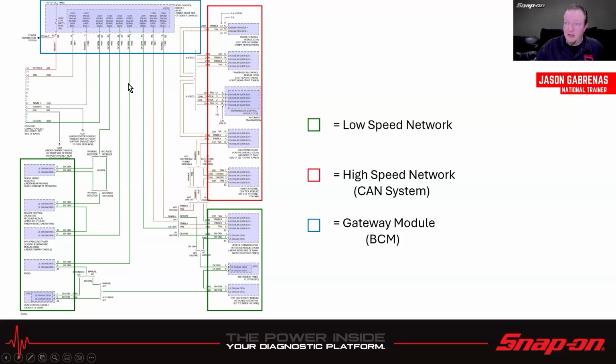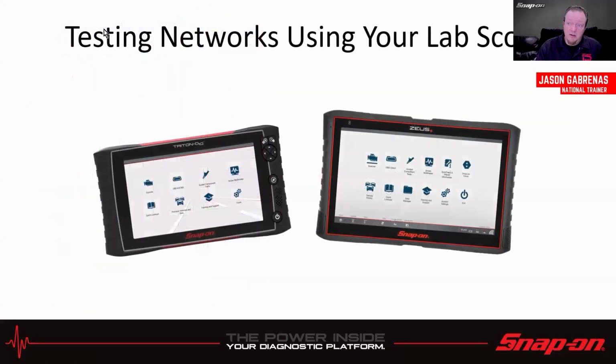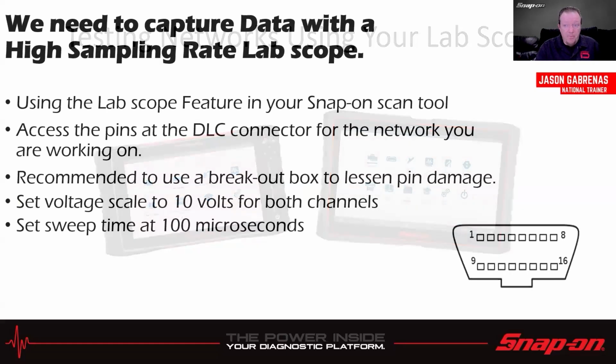So sometimes the communication problem is not even in the bus itself. It could be in a module itself, such as this body control module. So let's talk about testing. In order to test networks, you need to use a lab scope in order to see these signals, like I've been showing you on the screen here.